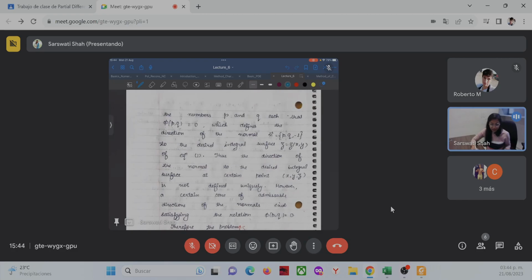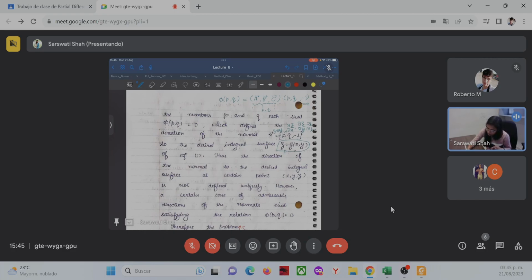So the numbers P and Q such that phi P comma Q equals to 0 define the direction of the normal. This comes from the fact that phi P comma Q, that is basically vector A, vector B, vector C dot P comma Q comma -1, equals 0. This will also depend on P and Q because this is a fully non-linear partial differential equation, but the solution is going to be in this form. This is your first order partial differential equation. The solution is in this form because of this P that is del Z over del X, this Q that is del Z over del Y, and this -1 that is del Z over del Z, that is basically the gradient of this Z.